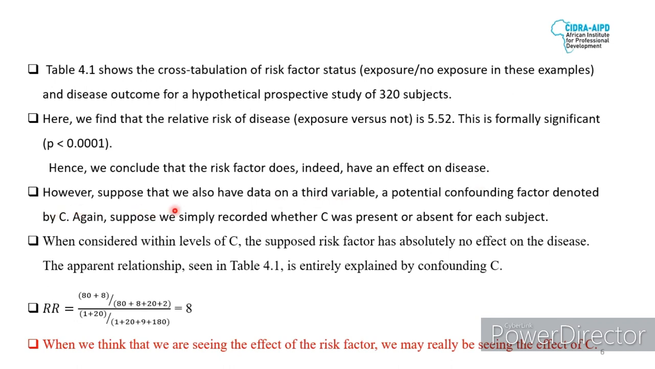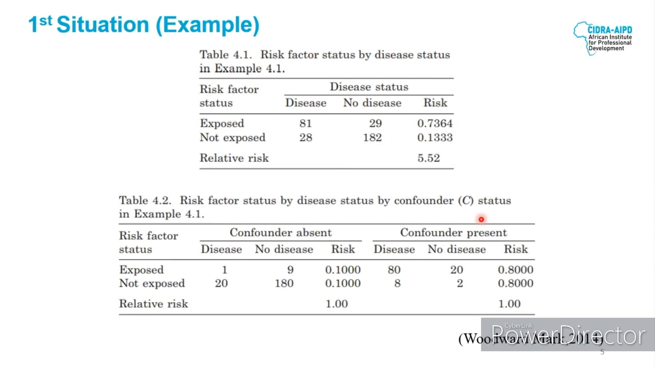However, suppose that we also have data on a third variable, a potential confounding factor denoted by C. Again, suppose we simply record whether C was present or absent in each subject. So here, when the confounder is absent, we get the relative risk as 1. And when the confounder is present, we also get the relative risk as 1.